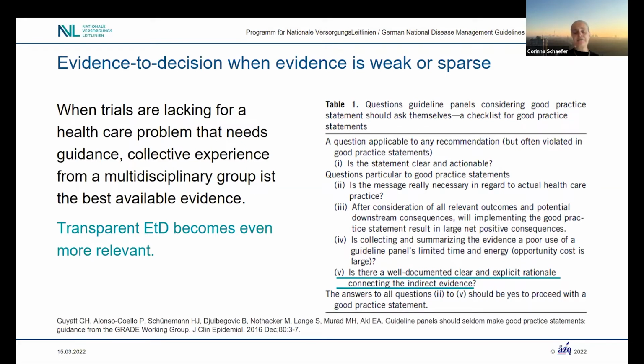And one among these issues when you should think about making a good practice statement is when there is a well-documented, clear and explicit rationale that is connecting all the indirect evidence that you have. That means the knowledge of your panel and maybe knowledge about epidemiology, knowledge of outcomes of other care options that you have as an alternative, for example. So here, when you have no direct evidence, it's even more important to be transparent.